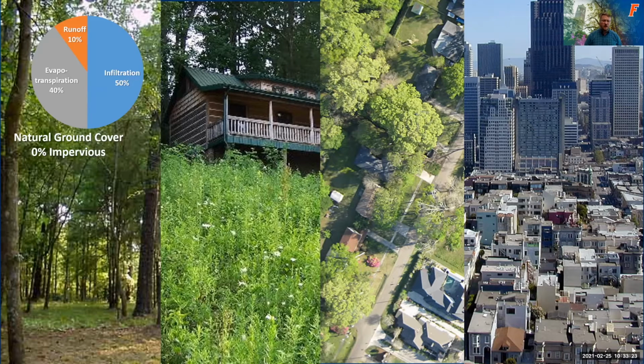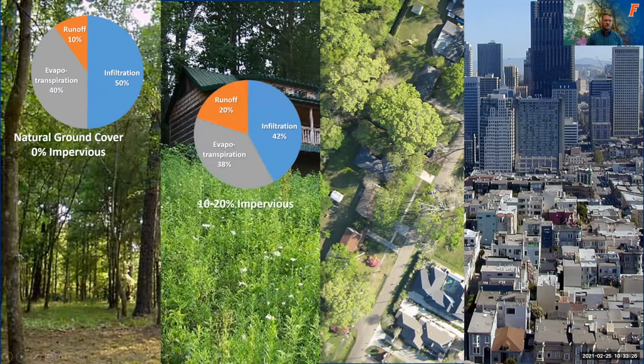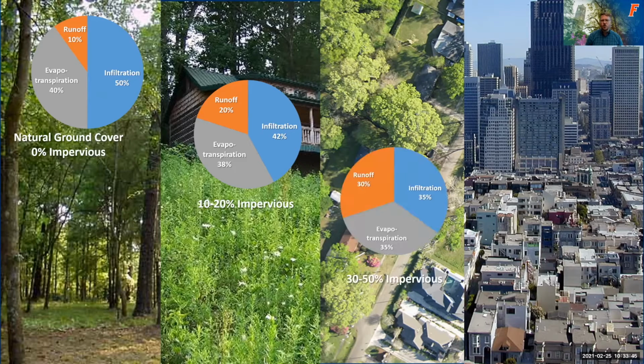So 10% of that is about 5 inches, not a whole lot from the undeveloped area. As we start to develop that area and increase the amount of impervious area, we start to affect that water balance. We start shifting that water from infiltrating and evaporating to more runoff. In this case, infiltration has dropped to 42%, evapotranspiration has dropped slightly, and runoff is now 20%. We get into what you would expect from a common residential neighborhood. Now 35% is infiltrated, 35% is evapotranspirated, and runoff is about 30%. So now we're up to 15 inches of rainfall per year maybe running off.